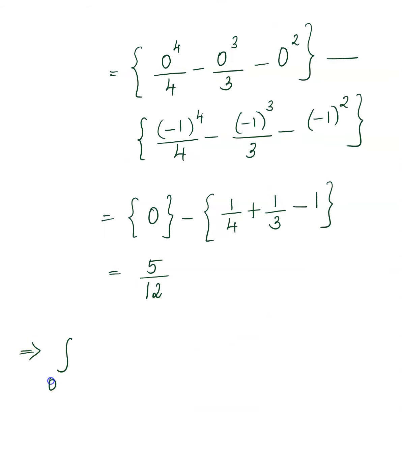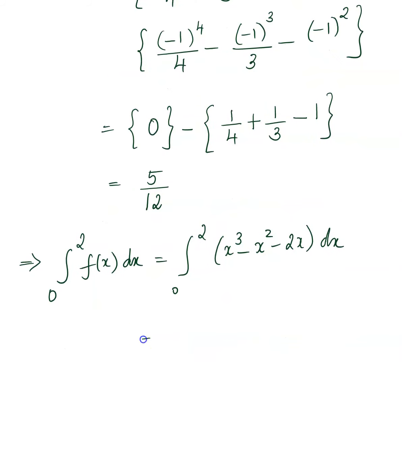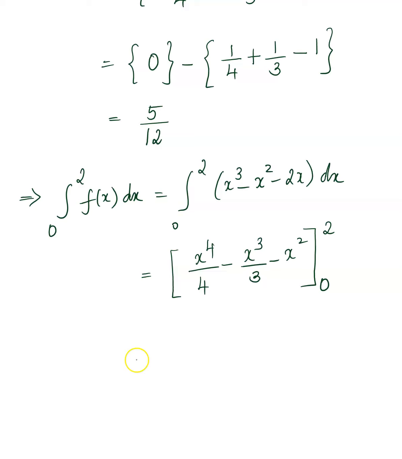Now for the second subinterval, 0 to 2, f of x dx, which is the integral from 0 to 2 of x cubed minus x squared minus 2x dx. And because we just did that, please try to simplify the steps as much as possible. That will give us x to the power 4 over 4 minus x cubed over 3 minus x squared, limits 0 to 2. Again, remember, it's not a plus c, because plus c is only for indefinite integrals. This is a definite integral, so no plus c. Instead, you will be evaluating at the limits of integration.